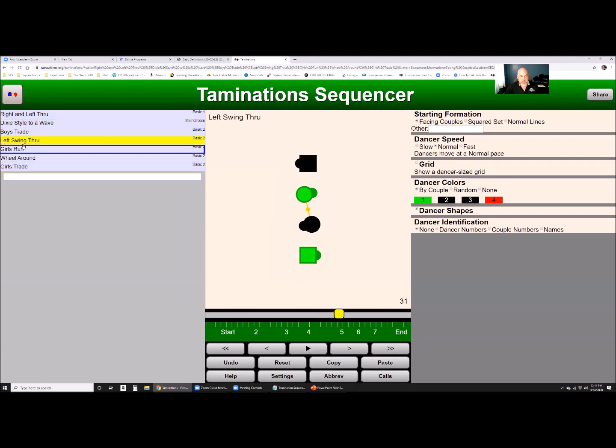So as you can see from over here, the next things are going to be the girls run, wheel around, and then I might have the girls trade just for something to do. But I explain to them, if I'm having any difficulty at all, that the person who's running forward is going to be the person that goes forward on a wheel around.